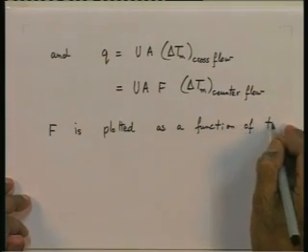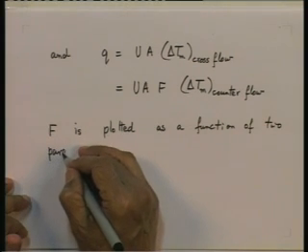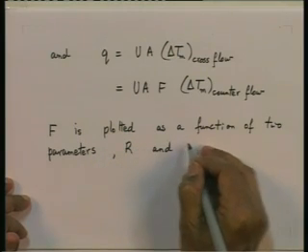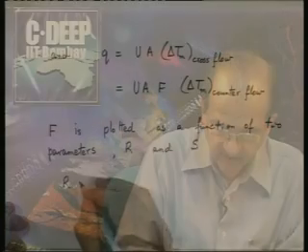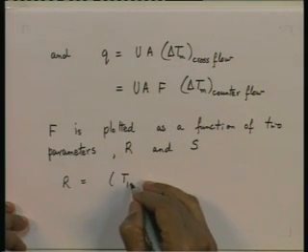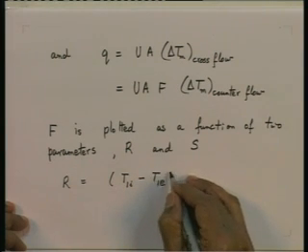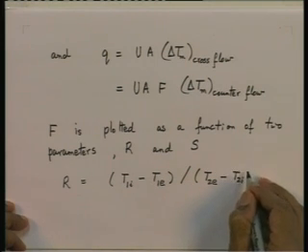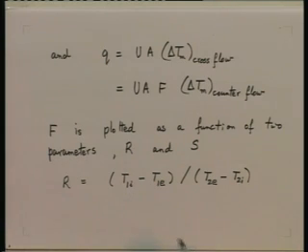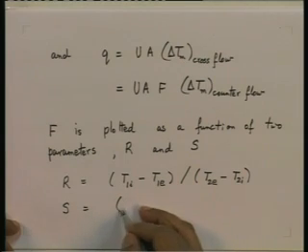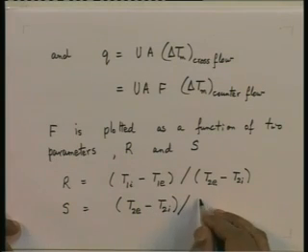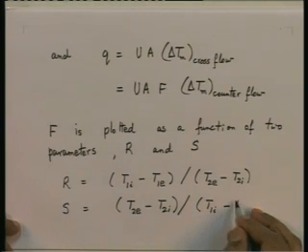of 2 parameters, R and S, dimensionless parameters R and S. R is defined as, let me put down the definitions, R is equal to T1I minus T1E divided by T2E minus T2I, and I will tell you in a moment what the subscripts 1 and 2 are, and S is equal to T2E minus T2I divided by T1I minus T2I.